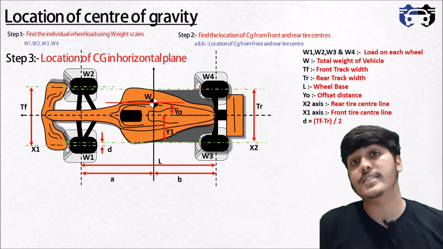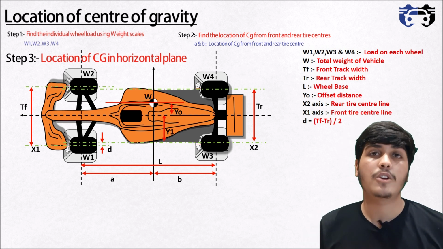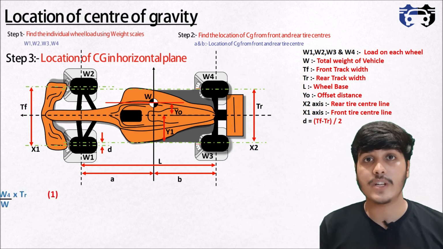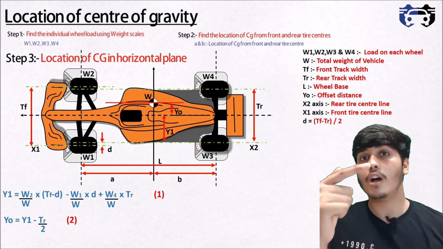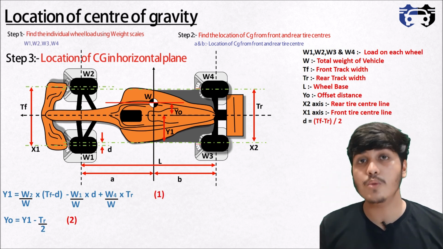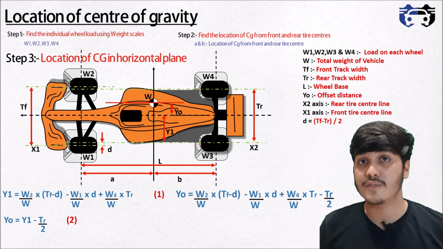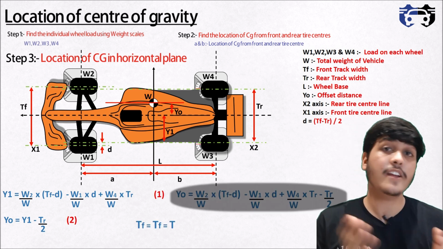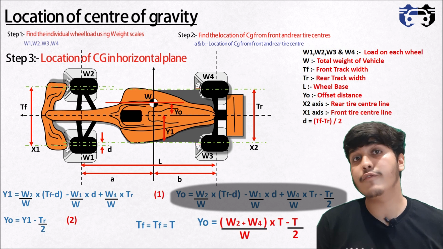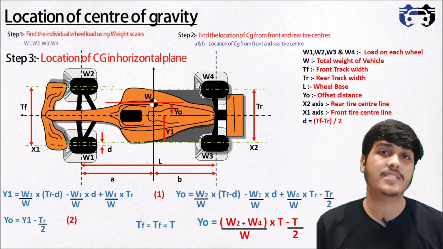So in the figure you can see the top view of the vehicle. On taking moment about the x2 axis, you will get the following equation. Also, yu equals y1 minus tr by 2. On solving equation number 1 and equation number 2, you will get the offset distance of CG from the central longitudinal axis. Now, in this equation, if front and rear track width are equal, then you will get the following offset distance from the longitudinal central axis.